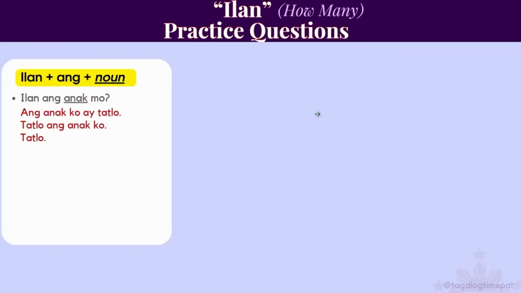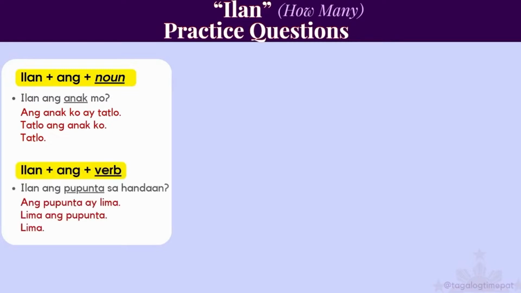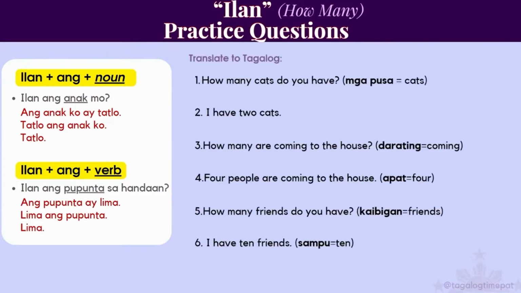So on the left side, you will see the different ways to use ilan. Ilan plus ang plus a noun. Ilan ang anak mo? Or ilan plus ang plus a verb. Ilan ang pupunta sa handaan? And here are some examples. Let's do number 1 together.